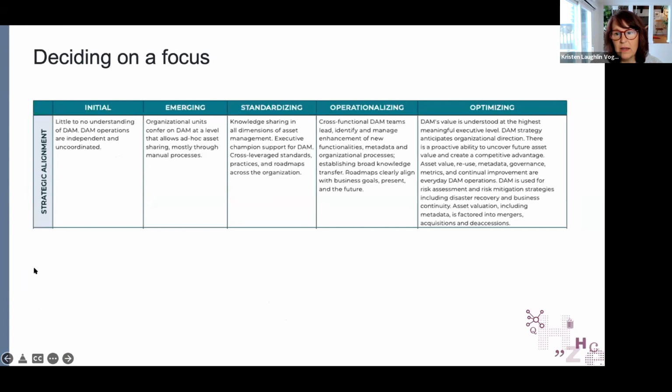If you take a look at this category, the initial level is little to no understanding of DAM; operations are independent, uncoordinated. And the emerging level, so we're halfway between these two, is organizational units confer on DAM at a level that allows ad hoc asset sharing, mostly through manual processes. So that's basically the "just email me the link to the thing," which is how my organization had been existing for a long time. But then if you look at optimizing, DAM's value is understood at the highest meaningful executive level. DAM strategy is proactive. DAM strategy exists. Assets are reused. It's giving us competitive advantage. So if we could work toward that, that would be a huge change kind of across the board.